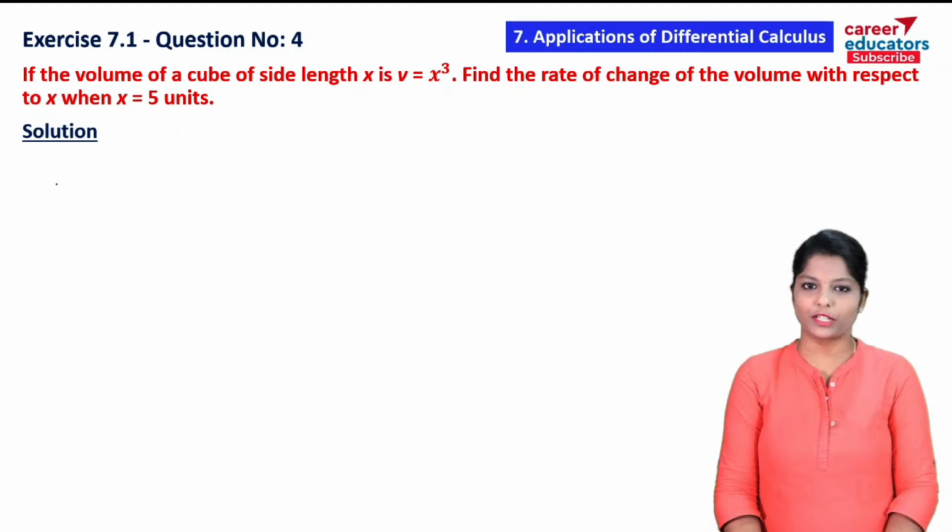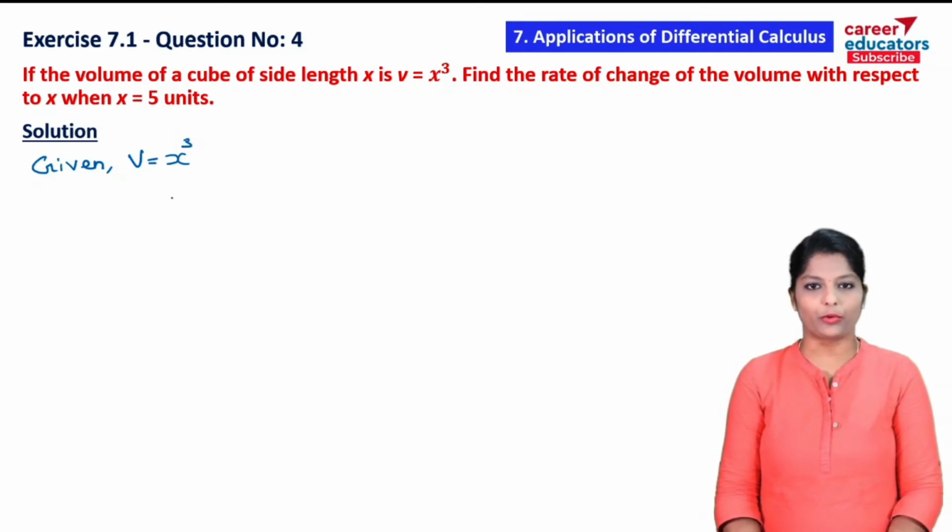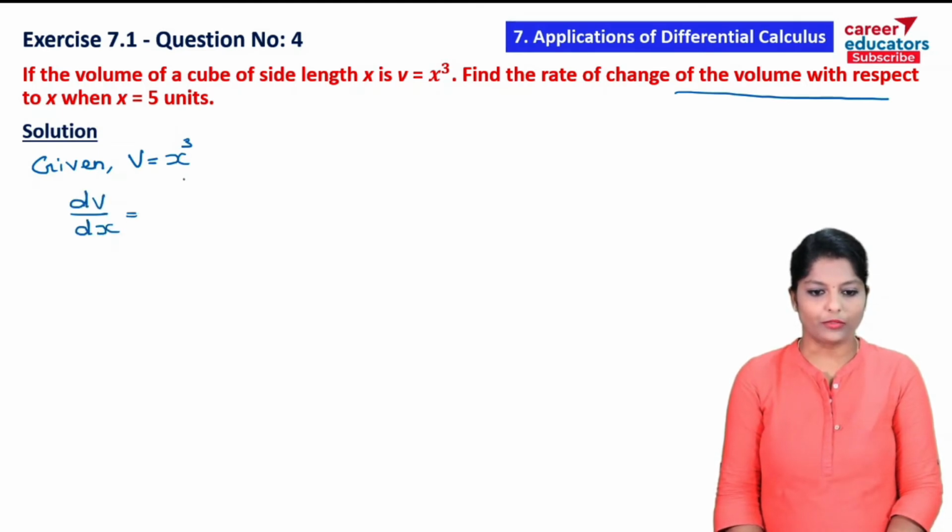First step la question la enna kuduthirukanga eduthukalam. Given v equal to x cube. Next enna kandupidikka porom, rate of change of volume with respect to x, that is dv by dx equal to x cube differentiate panna 3x square.